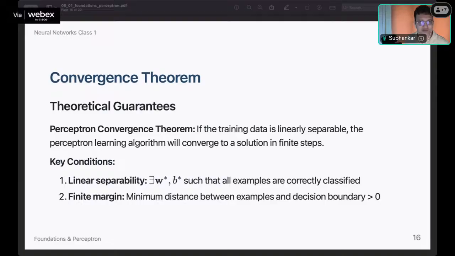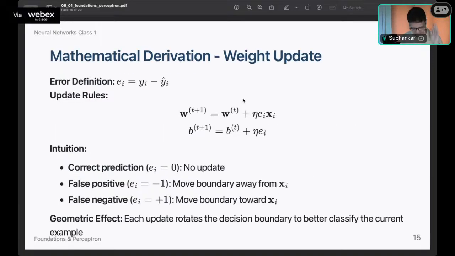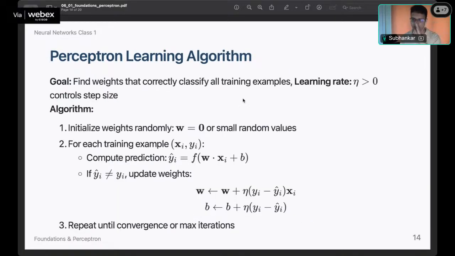The next thing is the convergence theorem. The convergence theorem is very simple. I think you can also prove it. It just says that if the training data itself is linearly separable, then the algorithm that we discussed here is going to converge.